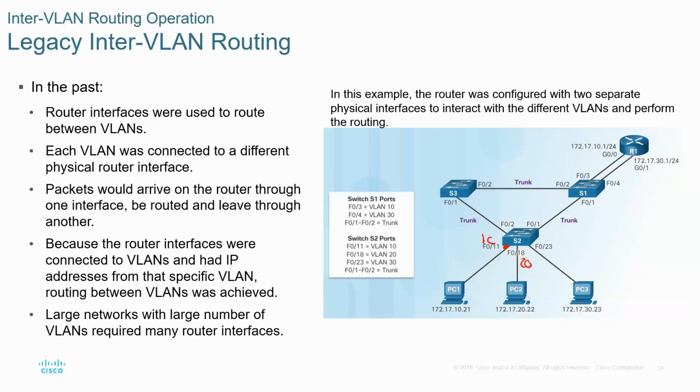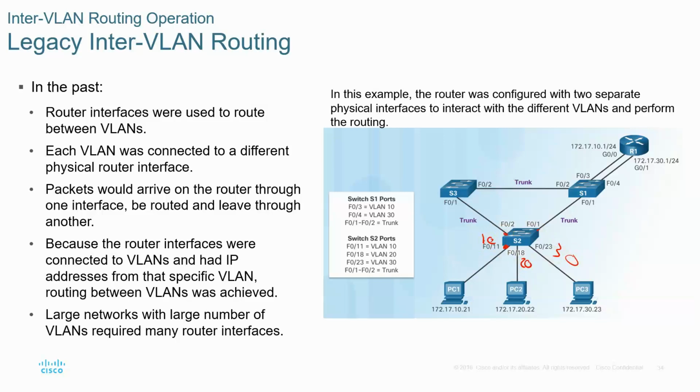F018 is on VLAN 20, and F023 is on VLAN 30. And these two ports are trunks. Okay, so this is 10, 20, and 30. If you want PC1 to send the packet to PC3, they are on two different VLANs. So if the packet arrives at S2, S2 will actually drop it. So you will not actually be able to have S2 send the packet from PC1 to PC3.